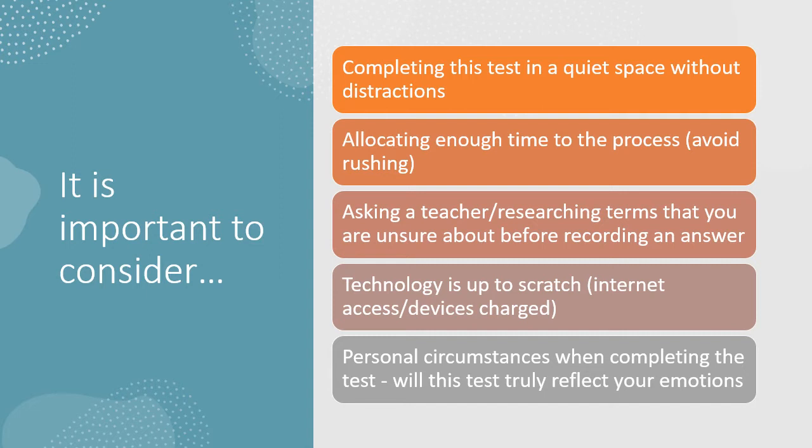You need to ensure that you're allocating enough time to the process so that you're not just rushing through it. It didn't just take a minute to fill out, it took a good couple of minutes. Although you didn't have to necessarily generate the answers on your own, there were 65 different statements and emotions there, so it did take a little bit of time. So it's important to ensure that you do allocate yourself enough time to go through this process.